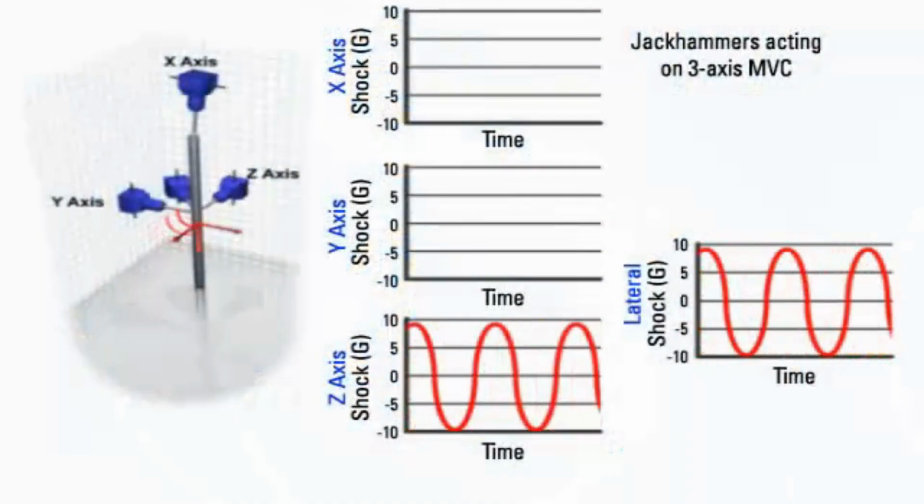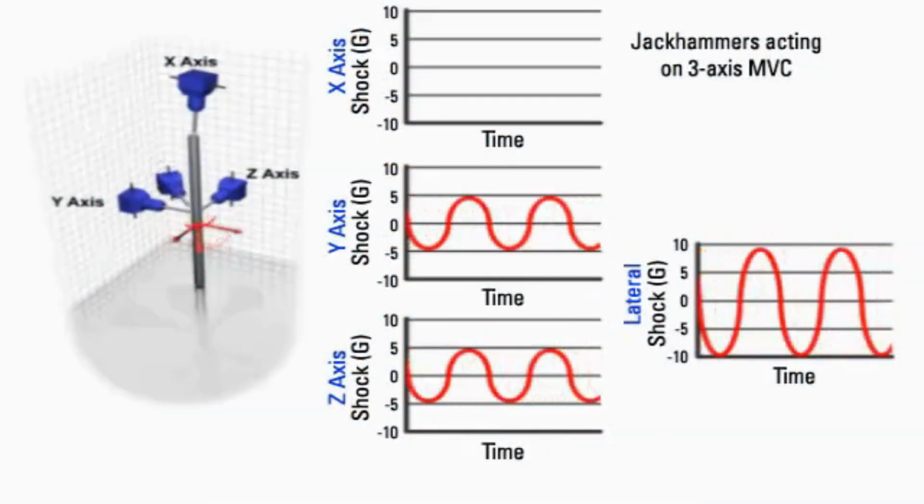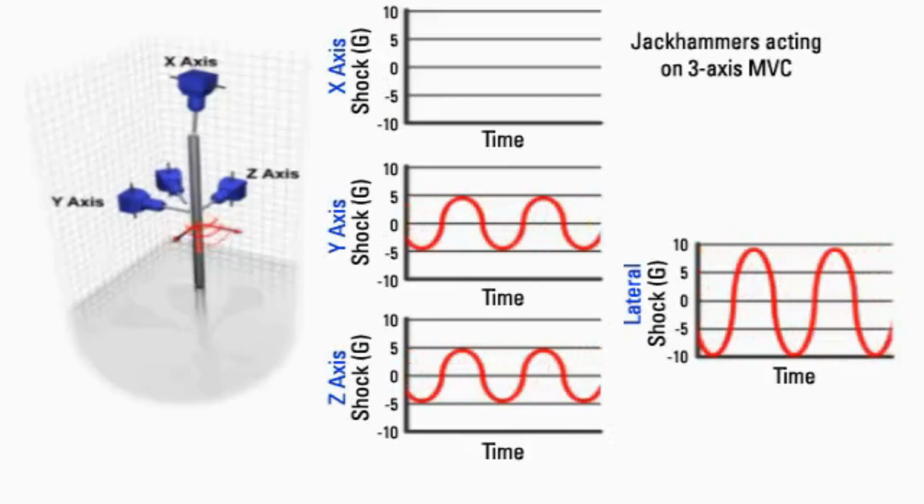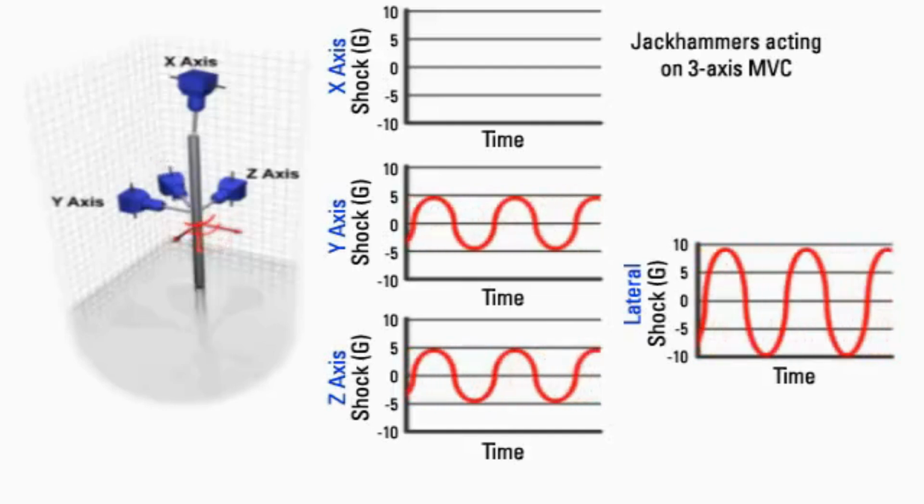Lateral shocks result from lateral motion of the BHA from one side of the wellbore to the other, causing it to bang randomly against the sides of the borehole wall.